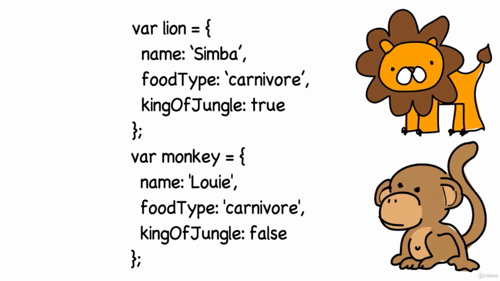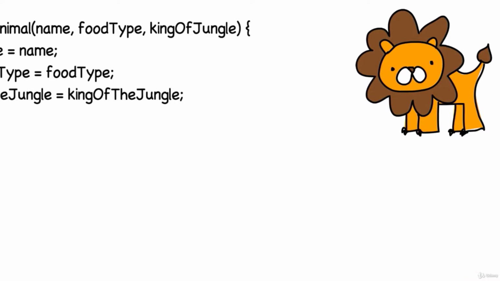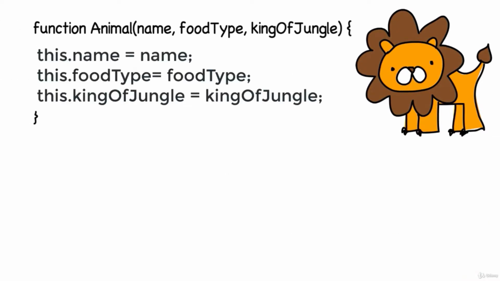So let's create another object constructor function. It looks like all of our animals are going to have a name, food type, and status as to whether they are king of the jungle. We'll start off by declaring a function and choosing the function name, in this case Animal. Again, we capitalize it as best practice. We then fill in the parameters, which are name, food type, and king of the jungle. Then we have opening and closing curly braces for our function code.